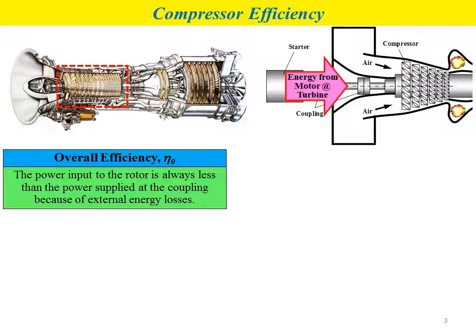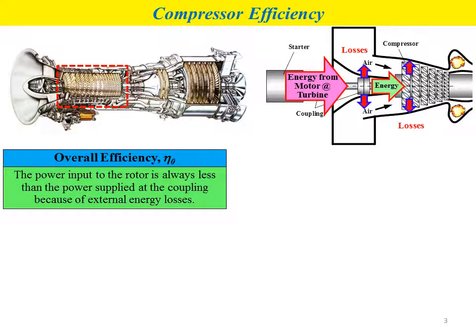That is represented by the pink color arrow. Due to the mechanical movement of the shaft and also of the coupling, there will be energy losses throughout the process. Due to the energy losses, the energy received by the compressor will be less than the energy supplied by the motor.